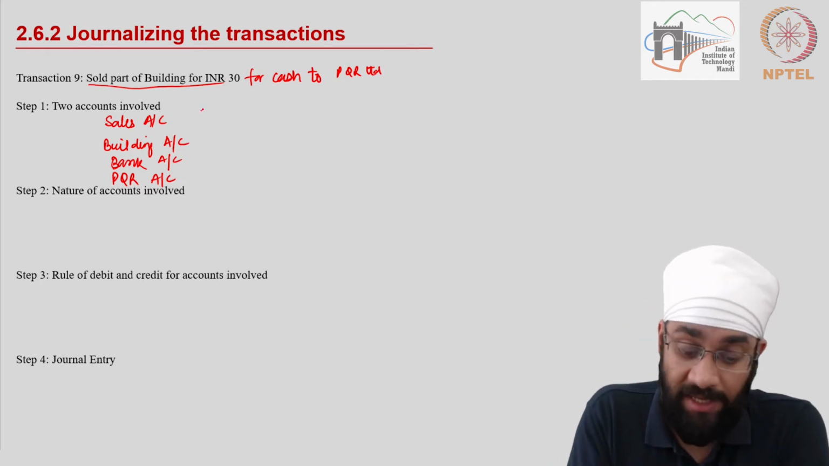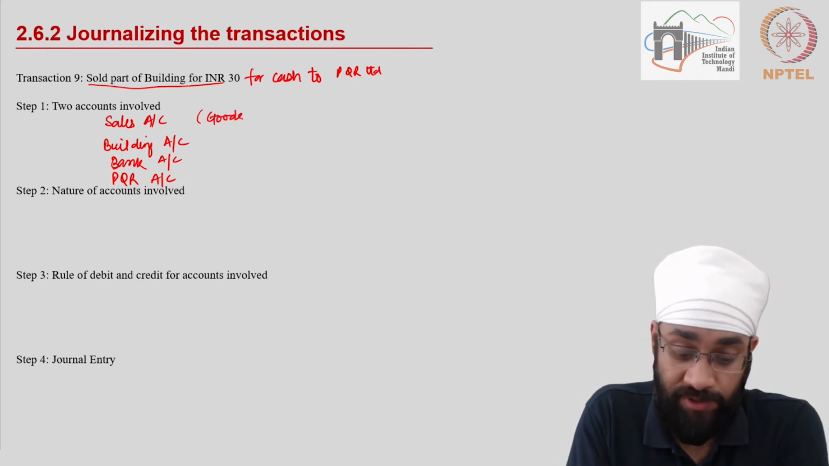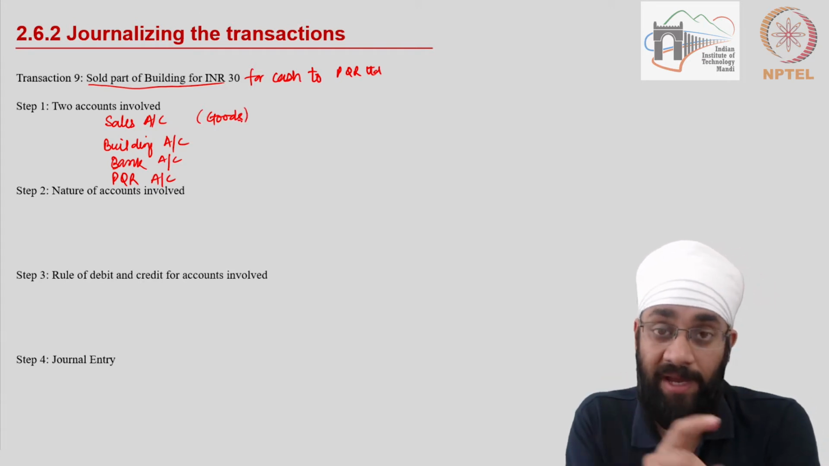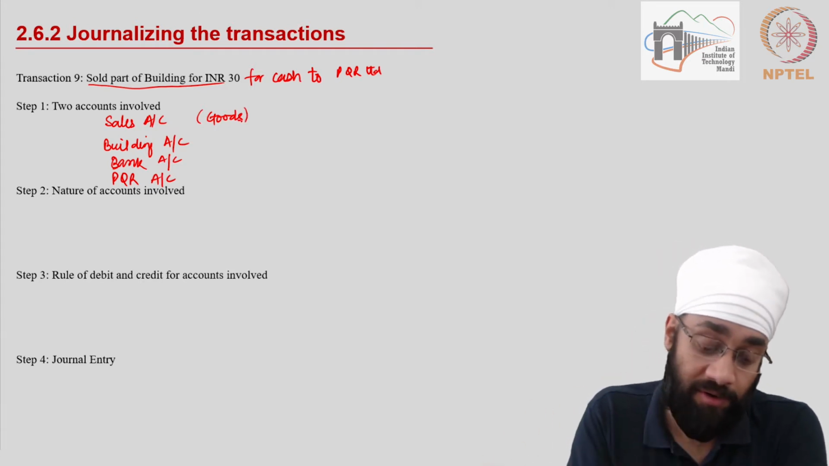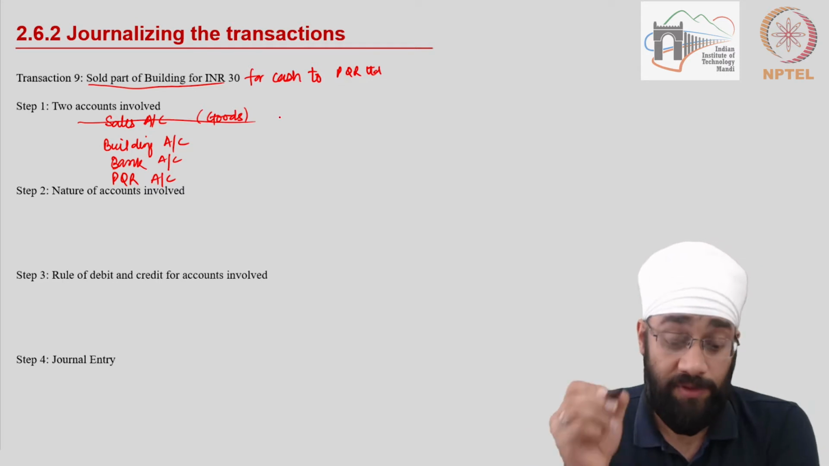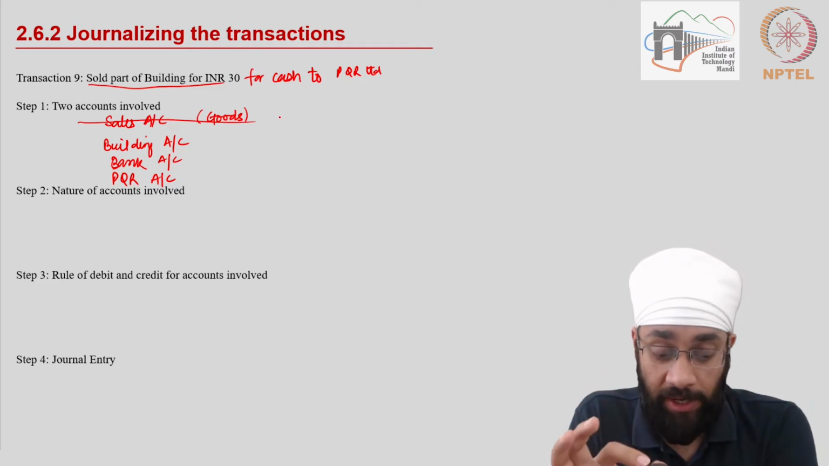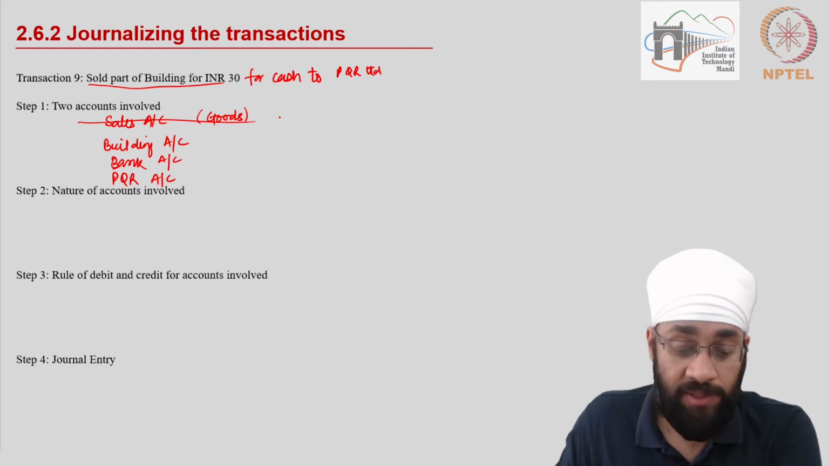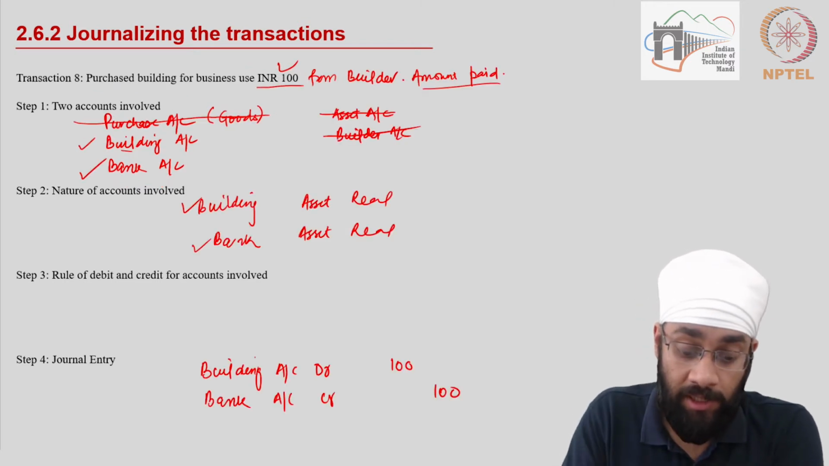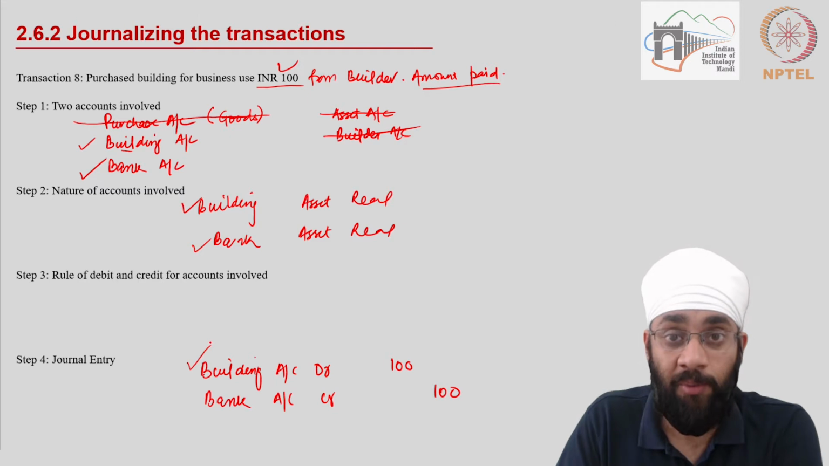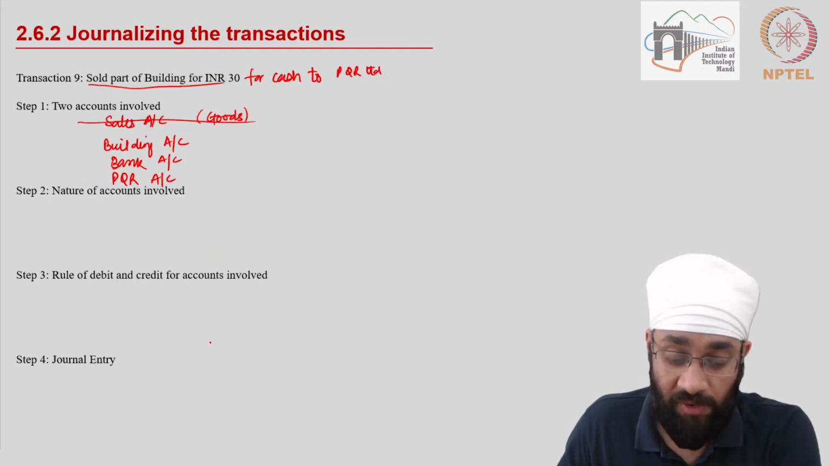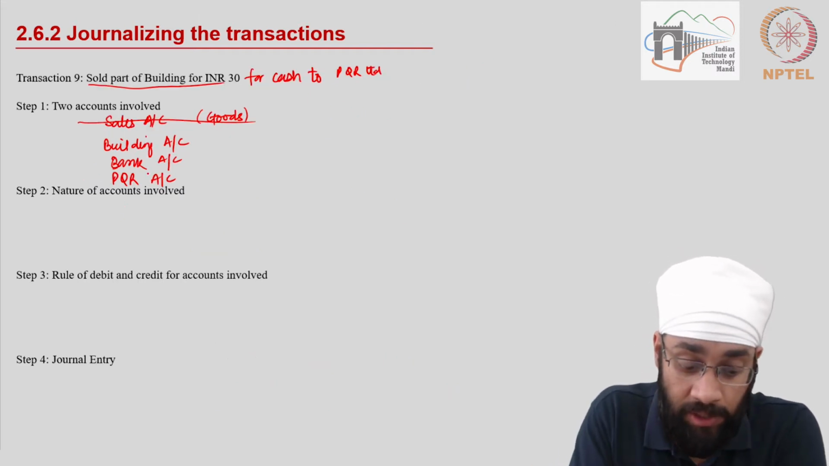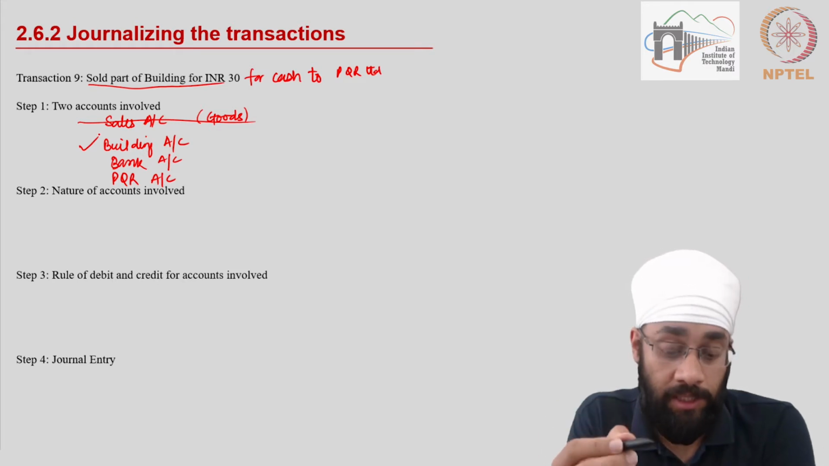Now, sales is reserved for goods. We are not in the business of buying and selling buildings, so we will not record this in the sales account first of all. Second is building. Clearly, building, when it was bought in the previous transaction, building came in. Now building is going out. So we should record this in the building account. So building account clearly is the correct option.